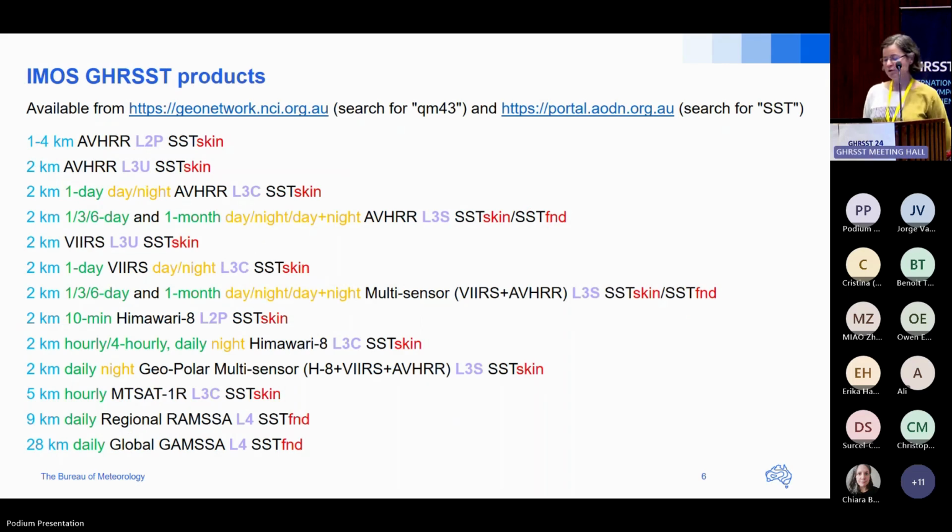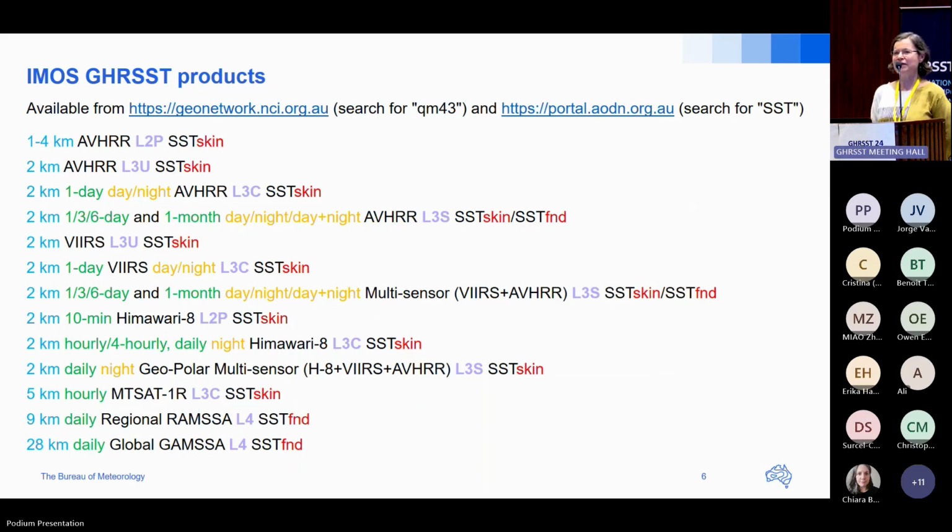Okay, so we provide 39 real-time and reprocessed GHRSST products. So I think we provide about a quarter of what Jean-Francois mentioned. It's a bit embarrassing, actually. And all of these products in different flavours, depths, levels, temporal durations, etc., are all available on the National Computational Infrastructure computer, which is a supercomputer based in Canberra, Australia.